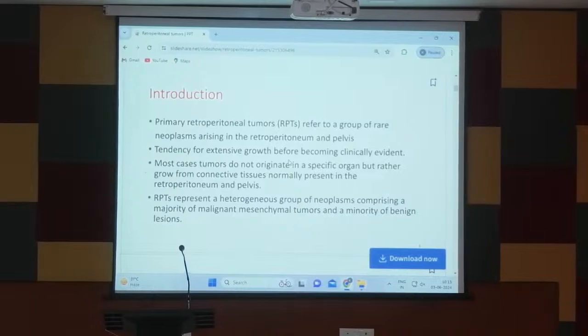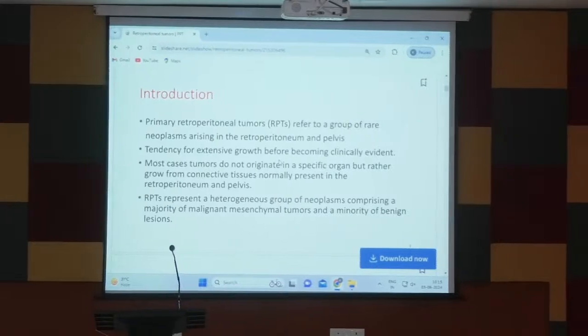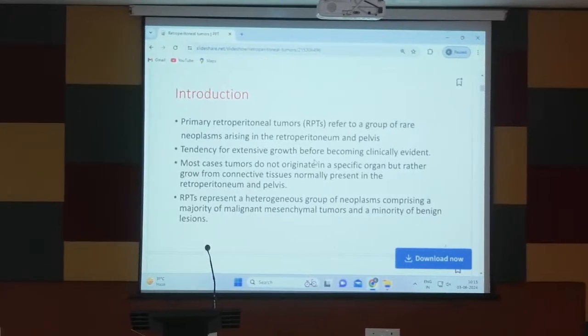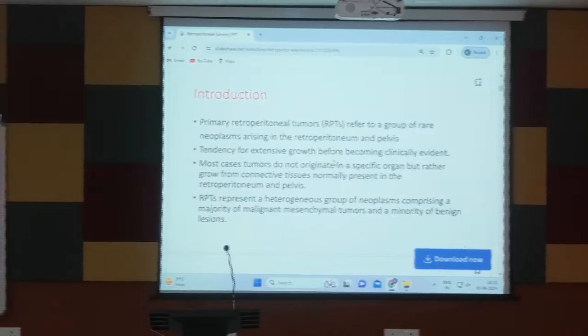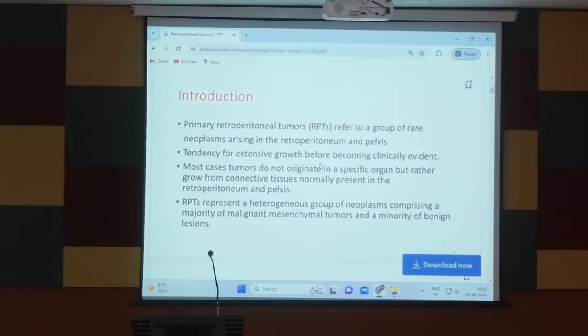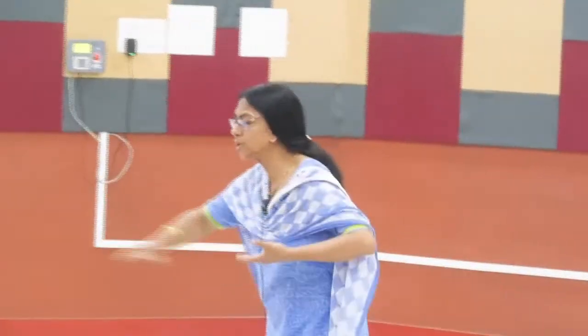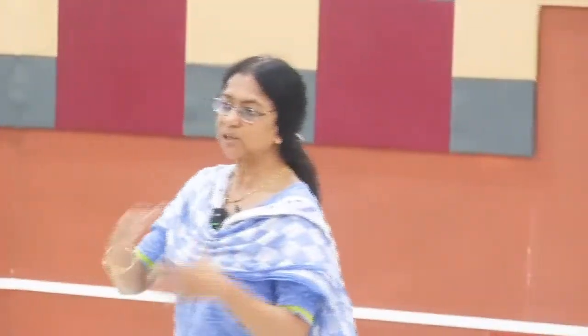They have a tendency for extensive growth before becoming clinically evident. I told you they are very slow growing. They are so slow growing that when you diagnose them, it is almost stage 4. They have grown a lot. That's why you should know how to examine the abdomen. Patients come with abdominal lumps, and it is almost in the very late stages. That is why, as a surgeon, you are almost like God when the patient comes to you.